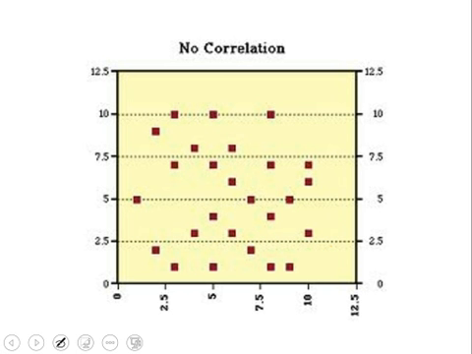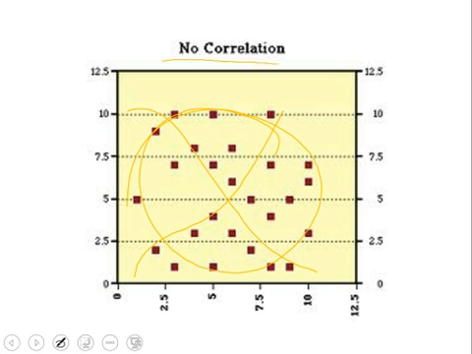The last one is no correlation. With no correlation, there is no relationship. You don't see it increasing or decreasing. There are just dots all over the place. Here, it's just a big old cloud. It doesn't look like as you go one way you're increasing or decreasing. They're just all about. And that means there's no correlation.